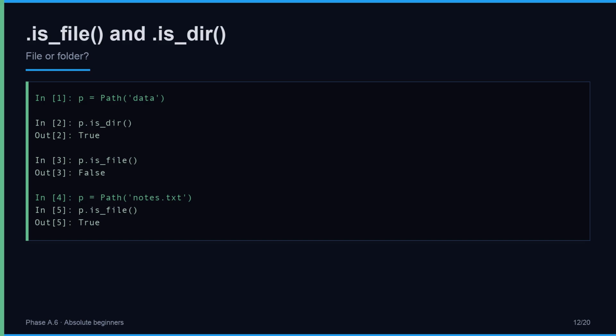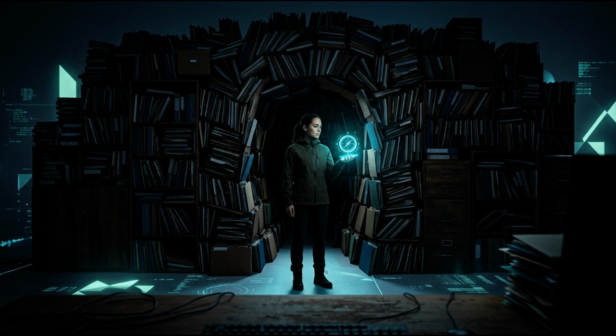If a path exists but is a folder, you do not want to try reading it as a text file. These two methods keep your code honest. File or folder. Once a path can answer questions about itself, exploring the file system becomes calm. You ask, the path answers, and your code stays clean and predictable.